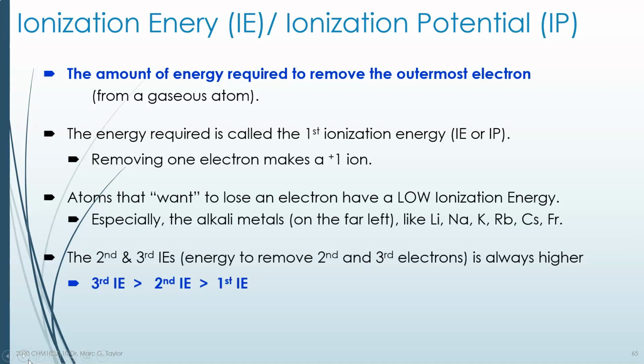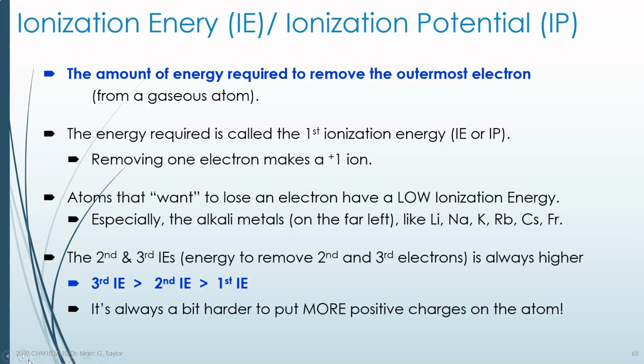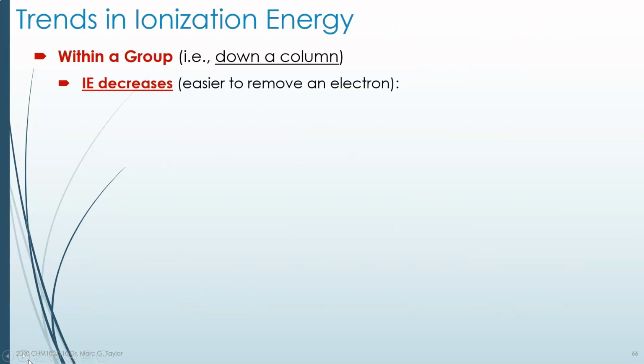Now, the second and third ionization energies, in other words, the energy to kick out the second outermost electron and the third outermost electron, are always harder. It's always harder to remove the second electron than the first, and always harder to remove the third one than the second. That's because each time you remove one, you're making the atom more and more positively charged, so it's a little more difficult.